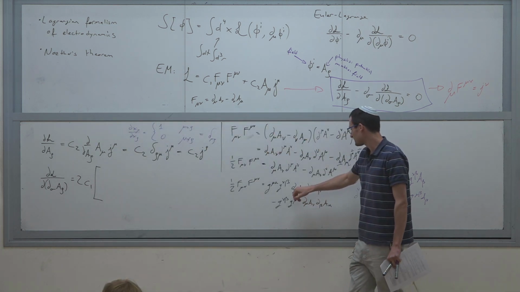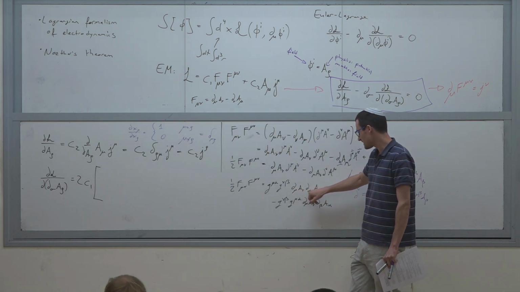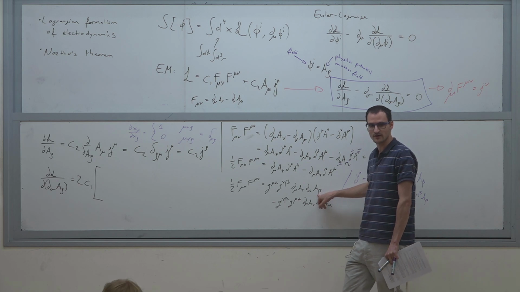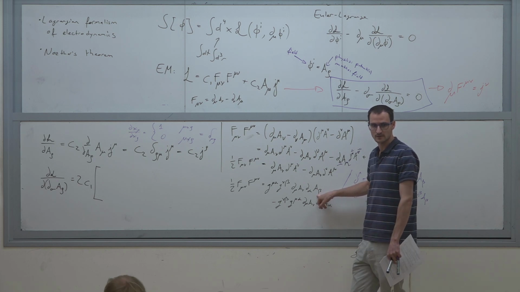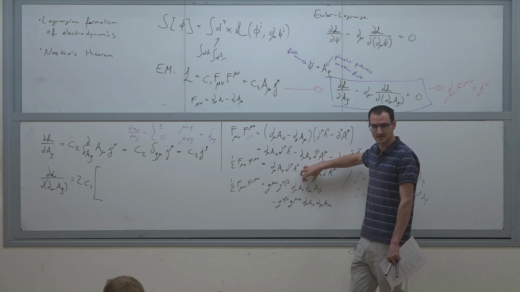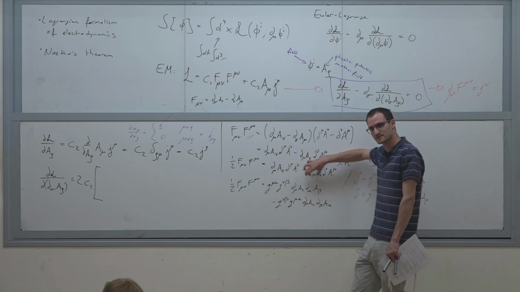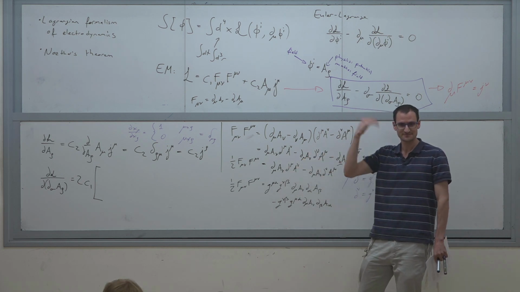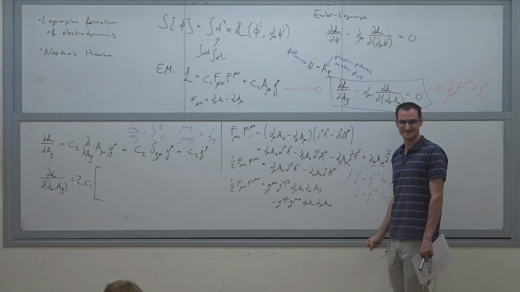And notice that here I have d mu a nu, and then d alpha a beta. So this is the derivative of a product. Right? We know how to take the derivative of a product. You take the derivative of the first part times the second part, and then the first part times the derivative of the second part. It's like, you know, kindergarten, just with more indices.